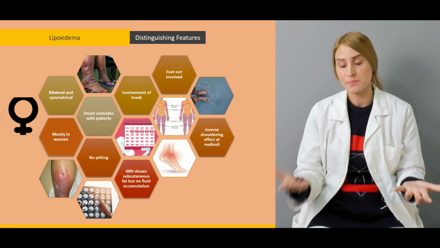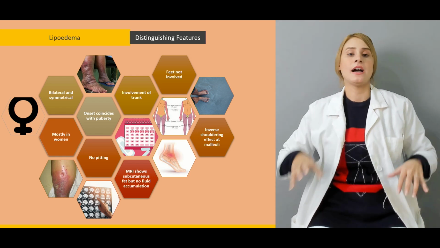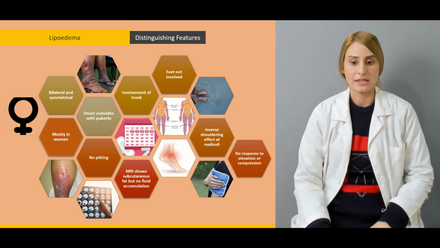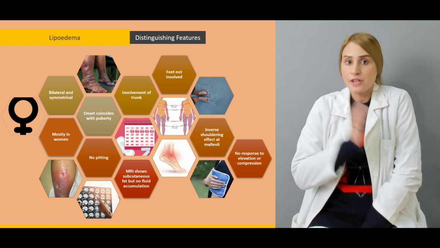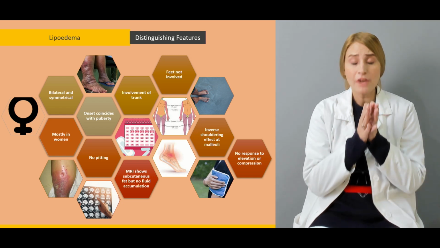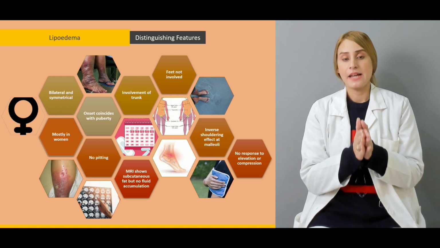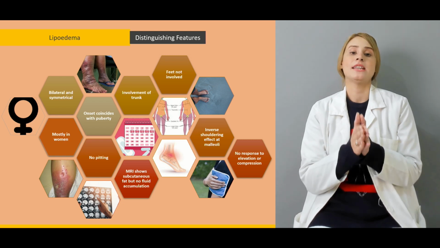So there would be no edema at the malleoli, but there would be edema around the shin or the thigh, or the truncal involvement would be there. And no response to the elevation or compression. So it's very, very important to differentiate the conditions that are mimicking the lymphedema.